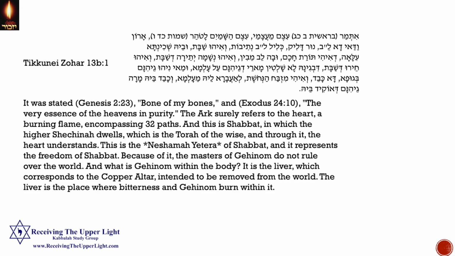And when you look at this, you're going to see that when we talk about the liver, the heart, and things like that, it's talking about the nefesh, the ruach, and the neshama, and all that. And that is something we're going to learn later.